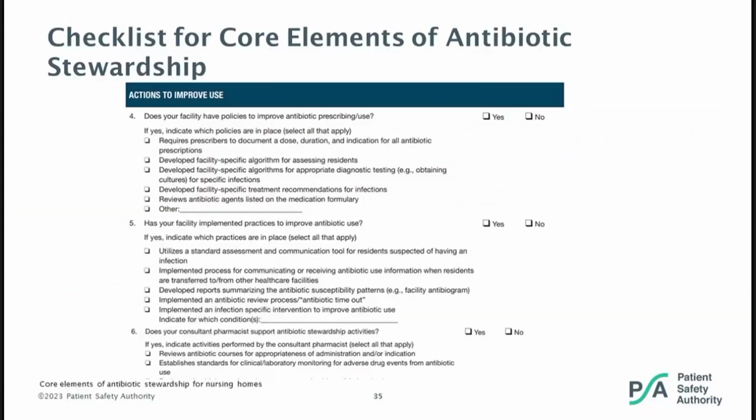And then our last two slides here are screenshots from the checklist provided in the CDC's core elements of antibiotic stewardship, and they give some concrete next steps to assess the topics we've covered today. They can be used as a baseline assessment to see where your program currently stands and also track your progress along the way and determine next steps to continue improving and expanding your program. This slide covers policies and procedures that can be put into place to improve antibiotic use and prescribing, along with how the pharmacy can support the program.